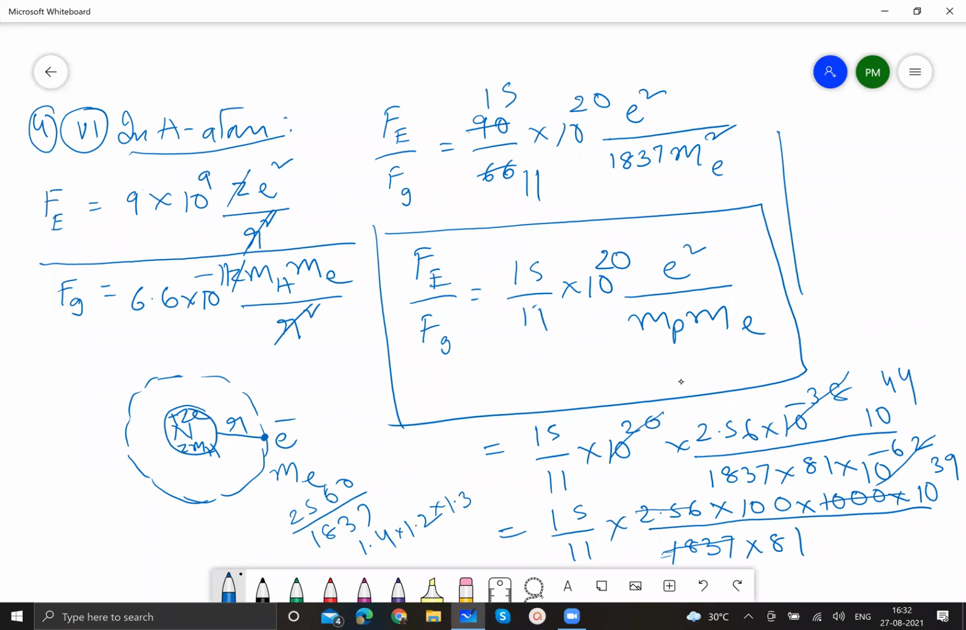So from this we can say that the electrostatic force is nearly 2 into 10 to the power of 39 times stronger than the gravitational force between the nucleus and electron. The electrostatic force is 2 into 10 to the power of 39 times stronger than the gravitational force.